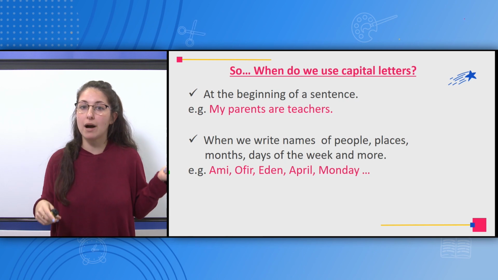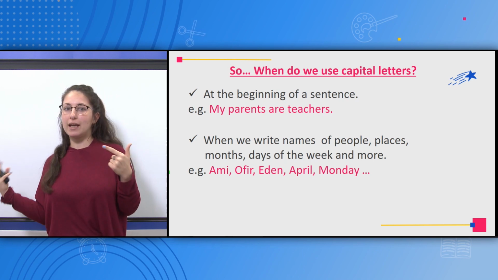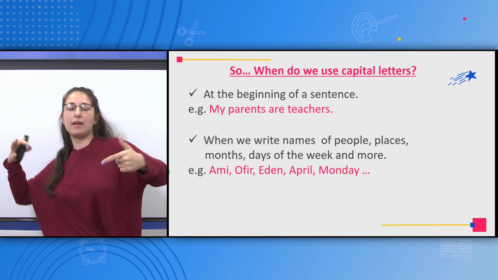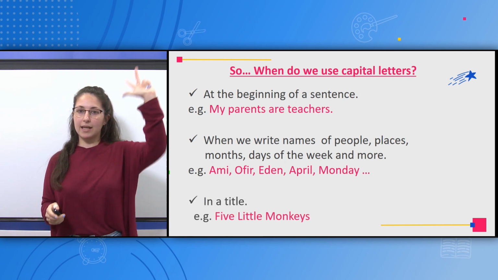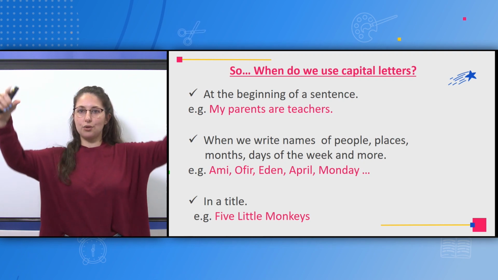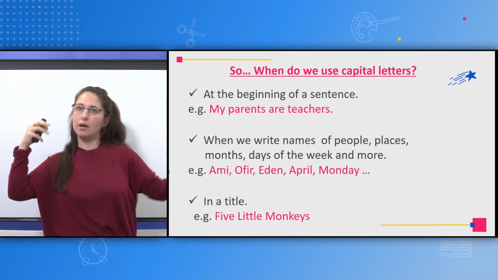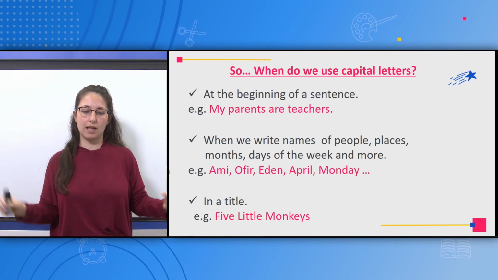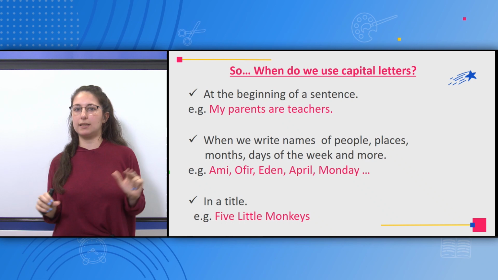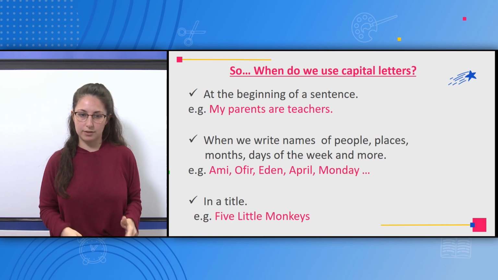April, it's the name of a month. Monday, it's the name of the days of the week. Like Sunday, Monday, they're all written in capital letters. And in a title, when we write a new title of a story, a book, and an article, we use capital letter, like five little monkeys. Each word starts with the capital letters.